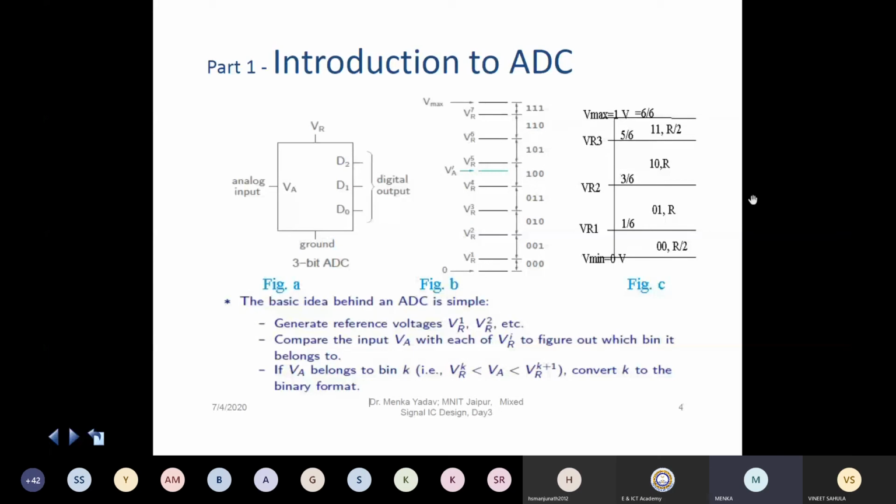You can think of all these brackets as corresponding to bins, and wherever your V in is lying, corresponding to that bin, we will say that this is our format. So this is how we are going to convert analog to digital.